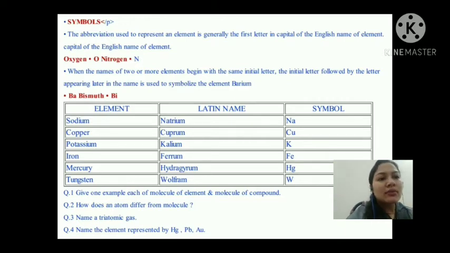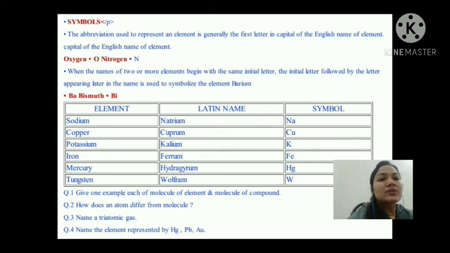You can give so many examples, like H2SO4, HCl, H2O. There are a number of examples, so you can write them down. You have to do these question answers in your notebook, remember. So please write down the question and do the answers. Then the next question: how does an atom differ from a molecule? We have already discussed it in the previous video. You can differentiate it, and if you have done that question, no need to repeat it.